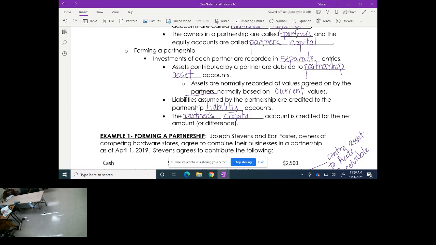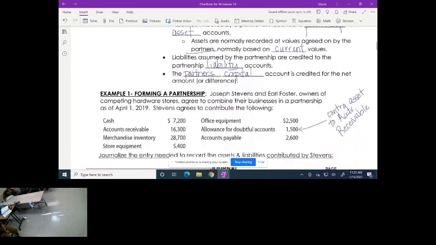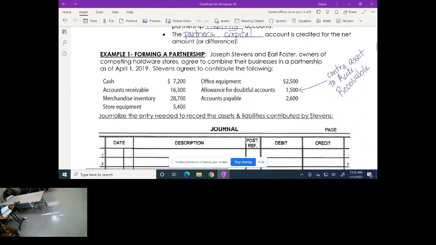Now, if the partners sit down and look at an asset or inventory or whatever, and they agree on an amount, then you're going to want to use that, because if they both agree, then it's fair. That's the value you're going to use, because a lot of times you have obsolete inventory and stuff like that. Okay. So if they assume liabilities, it goes to the liability account, and the difference goes to capital. All right, so here's our first example.